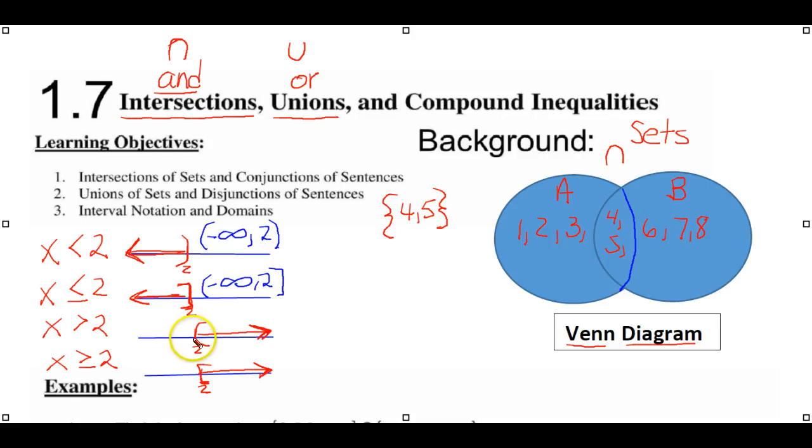Now, this one is starting just beyond 2. 2 is not included, so we put a 2 there. And it goes to positive infinity. And this one, it's starting at 2. 2 is included, so we use a bracket. And then to positive infinity. Infinity always has a parenthesis. So excellent reference for as we do the examples to follow. And this should be in your notes.